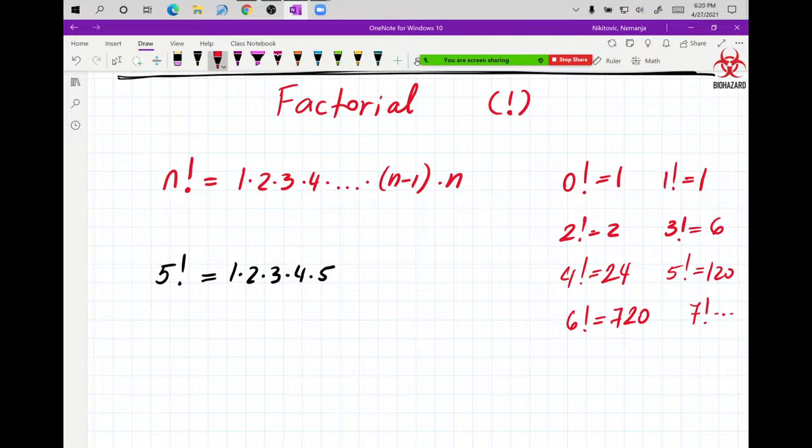13 factorial is 6,227,020,800. 10 factorial is 3.6 million, 3,628,800. These numbers grow very quickly. 7 factorial is 5,040.